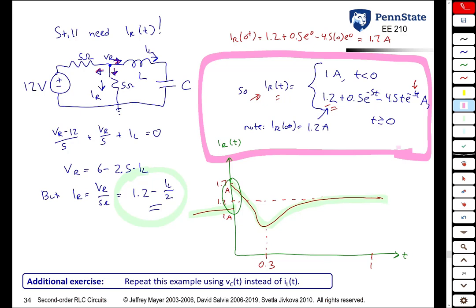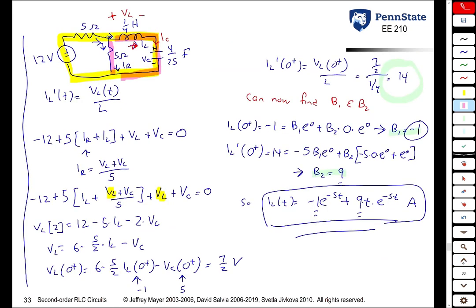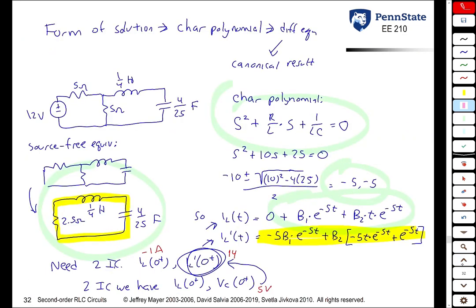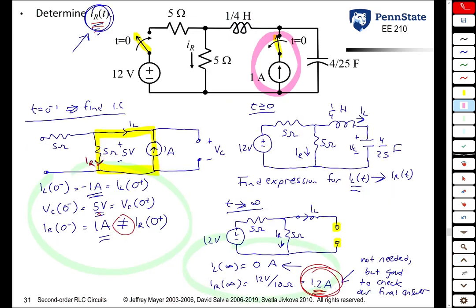One last thing I want to point out with this example, way back here, we decided to solve for IL of t. We did not need to solve for IL of t there. If we wanted to, we could have solved for VC of t.